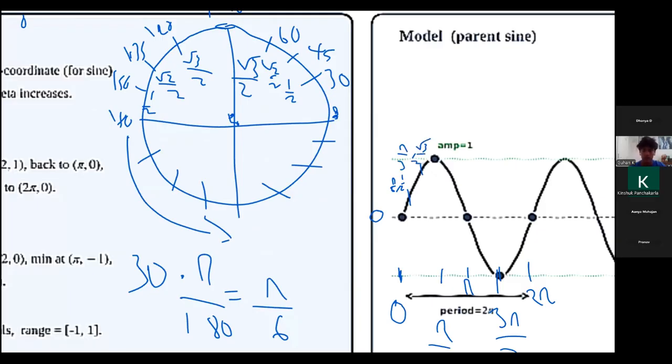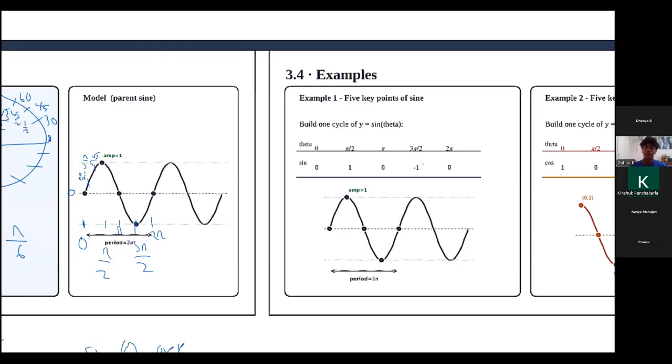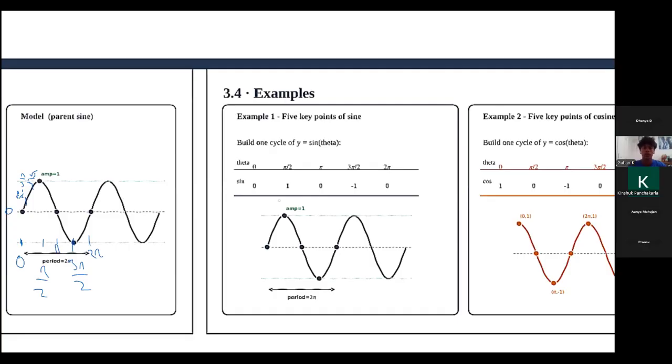So here it shows us the 5 key points I was talking about earlier. When theta, which is another way of saying angle, is 0, sine is also 0. When theta is pi over 2, which is 90 degrees, it's going to be 1. Pi goes back to 0. Here theta equals pi over 2, and sine equals 1. Here, theta equals pi, sine equals 0. 3 pi over 2, sine equals -1, and 2 pi is 0. These are going to be the 5 points you use when you actually graph the functions.